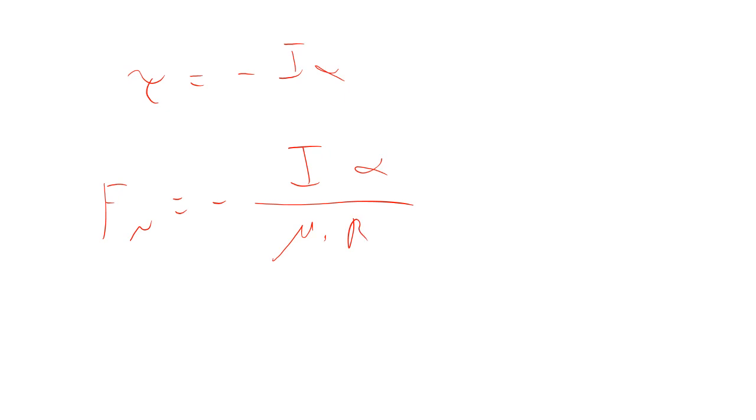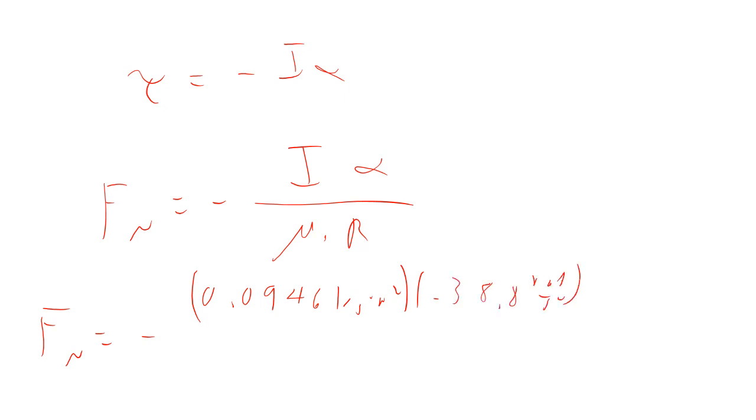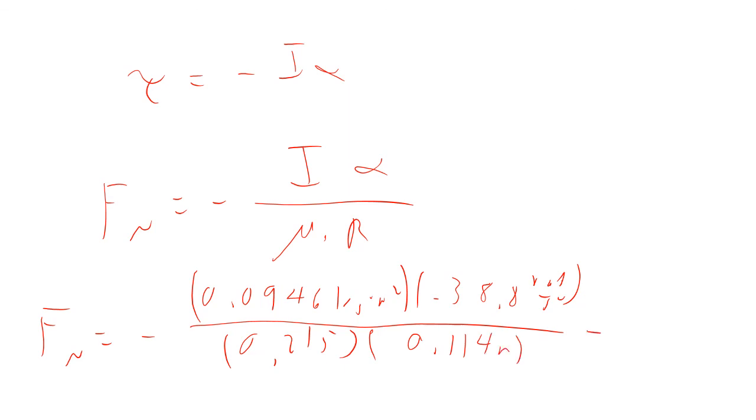So if we plug in all the numbers here, this is going to be I, which was 0.0946 kilogram meter squared, times alpha, which was 38.8 radians per second squared. And then we divide by mu sub k, 0.215, and we divide by r, which is 0.114 meters. And so the answer comes out to be 150.